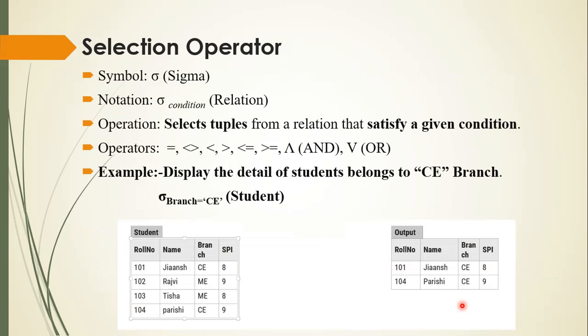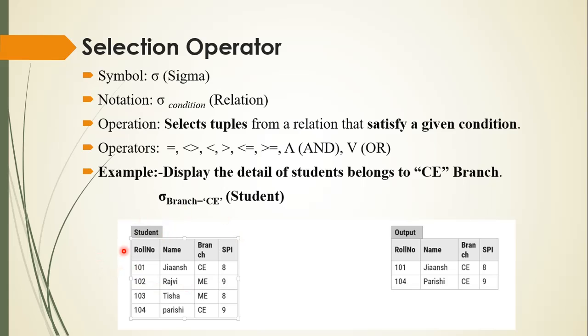Next is the selection operation. The symbol is sigma. For selection from the database we use the sigma operation. Here we provide conditions, which type of data we have to retrieve from the table, and here we have a relation. The operation selects tuples from a relation that satisfy a given condition. If the condition is satisfied, then it will give us output. The operators used are equal to, less than, greater than, less than or equal to, greater than or equal to, and, or, etc.